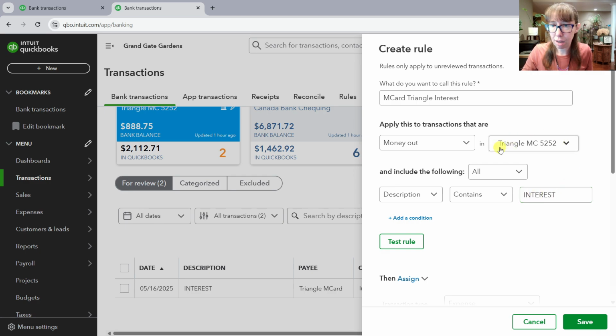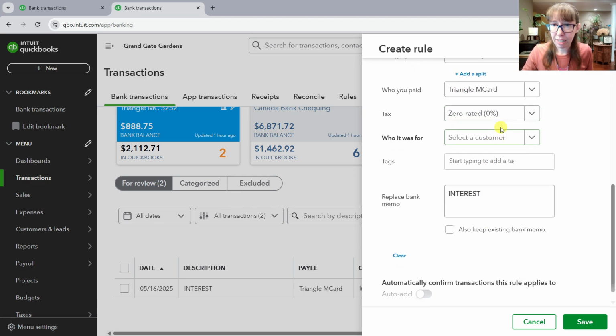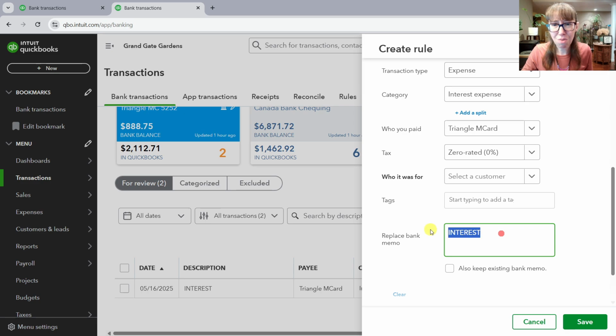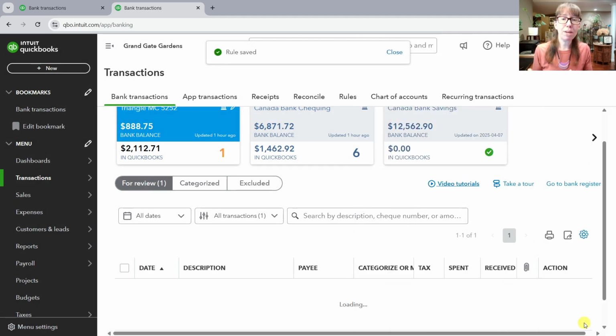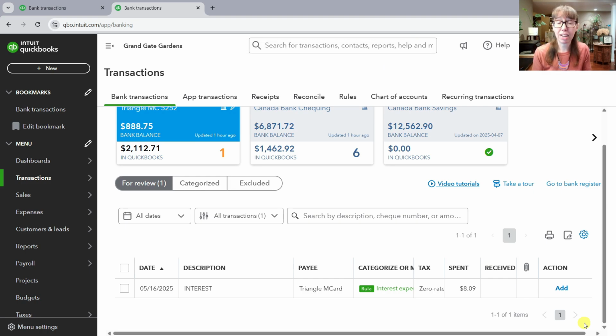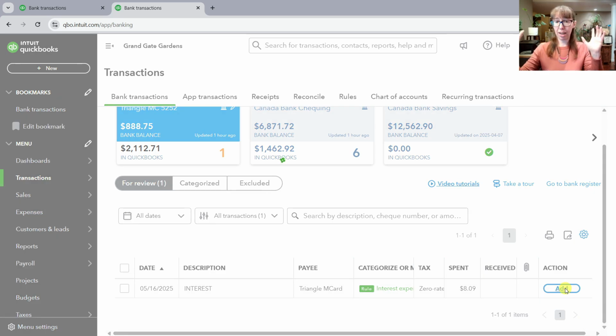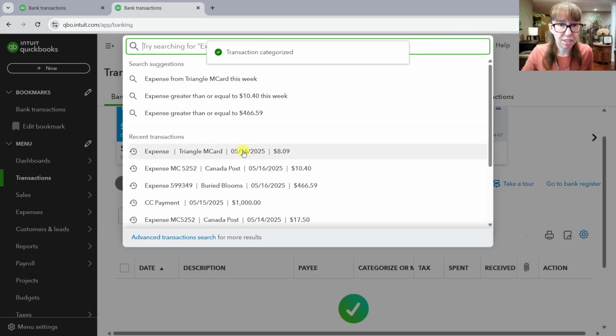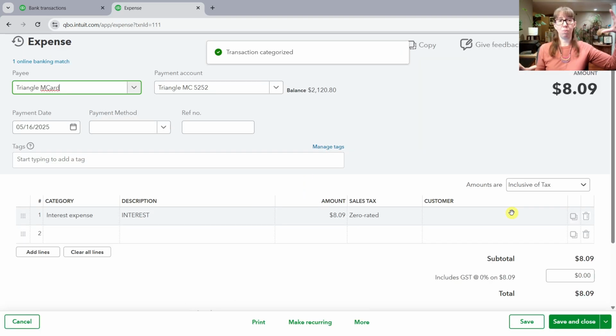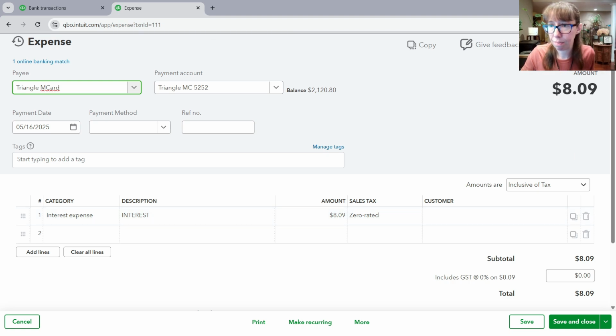If it contains interest coming out of the Triangle MC, make it go to interest, 0 rated. Don't replace the bank memo. I hate how that's default. And don't auto add. Don't auto add. So we're going to hit save. You want to be able to see it and make sure that it's not accidentally categorizing something incorrectly that you didn't expect. Also, if it jumps way up, you're like, whoa, why is that? You want to keep your eyes on it as well. So now we can just go ahead and add this the shortcut way. And as a reminder, the big screen way, this is what we just entered right here, the big screen version of the shortcut way that we just put in.